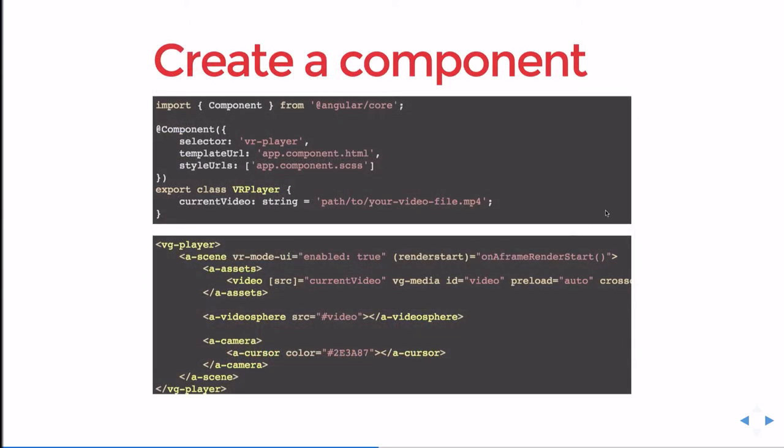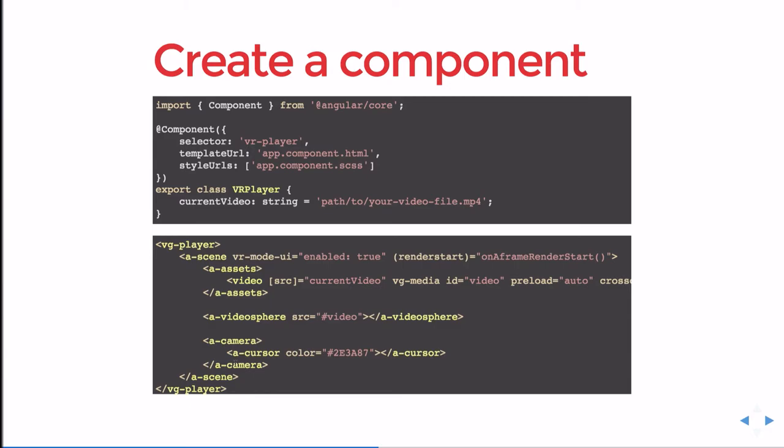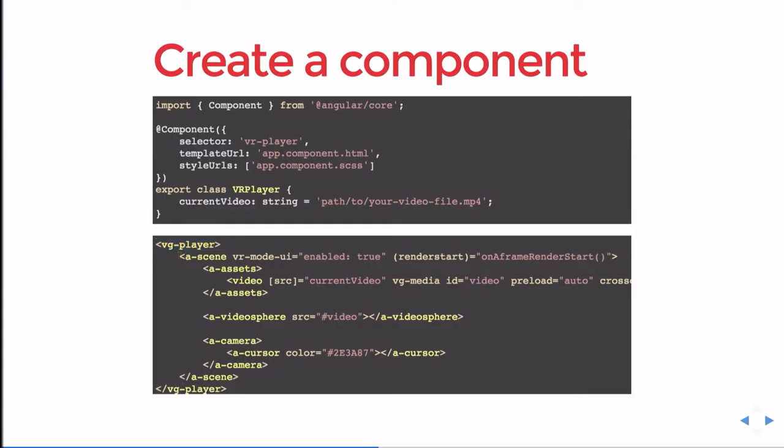And then you just create your component, and then you can start writing your HTML, which at the end is just the cool thing, right? We can just write some plain HTML and start working with our scenes. So this VG player is the video player, and this is an A-Frame scene. So this tells you that your scene is going to have a video, and you are going to put there a video sphere, and you are going to link this video to this bind in Angular, which is bound to a path to a video file. That's super easy.